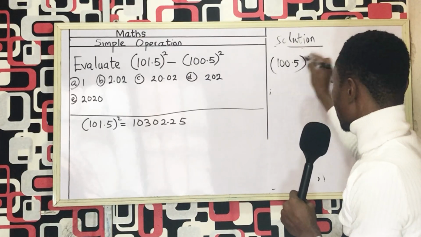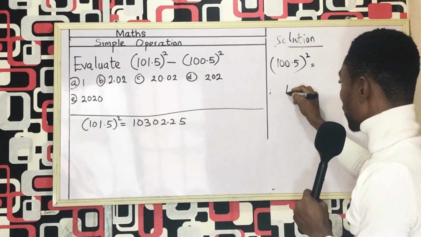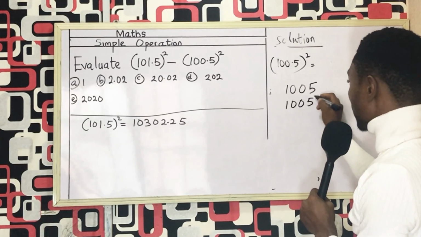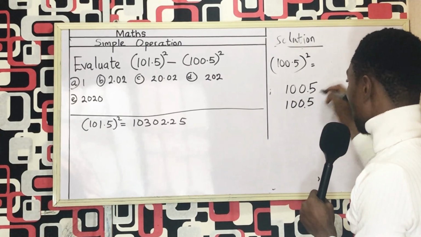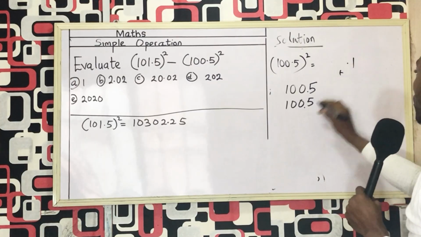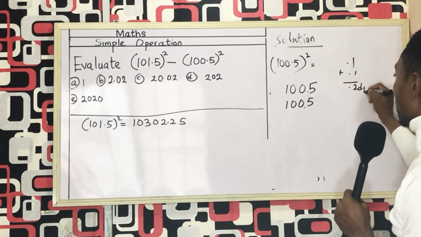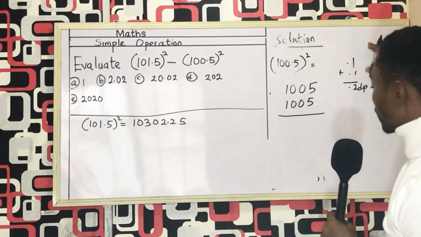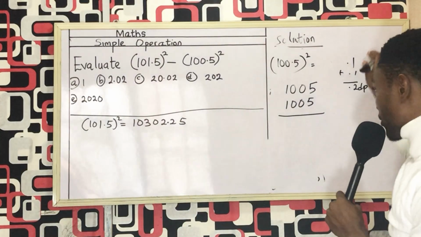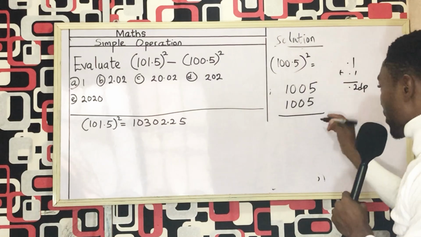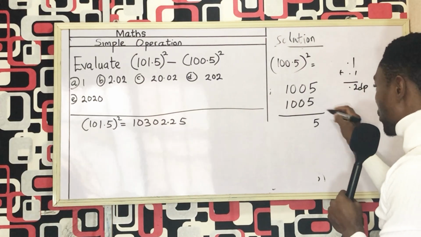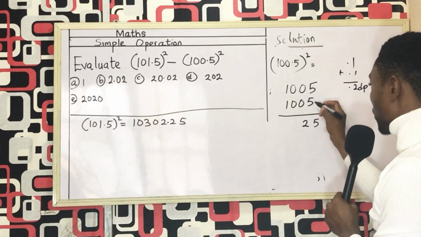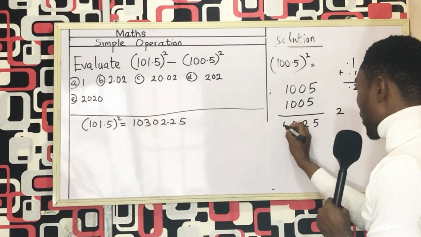It will be 100.5 squared, which will give us 100, then 5, 1005. Remember, we have point and point. So I remove point 1 plus point 1, which gives us two decimal places. So I'm going to multiply out now because I removed the point, to bring it back in the final result. So 5 times 5, 25. 5 carry 2. 5 times 0, 0 plus 2, 2. 5 times 0, 0. 5 times 1, 5.